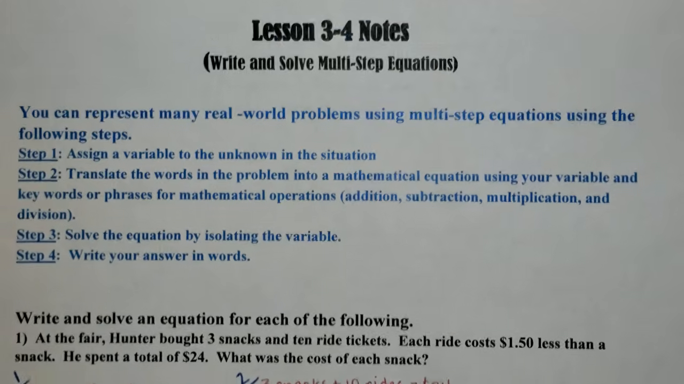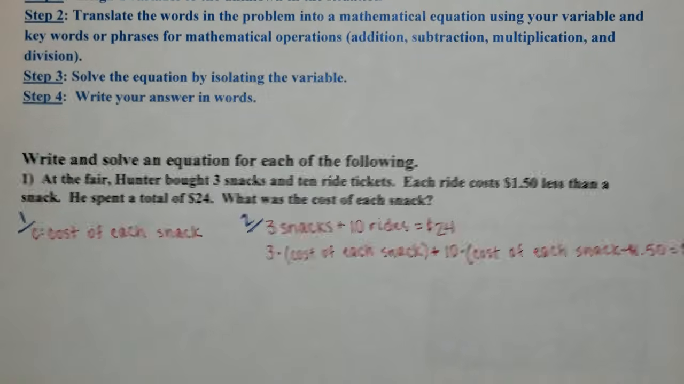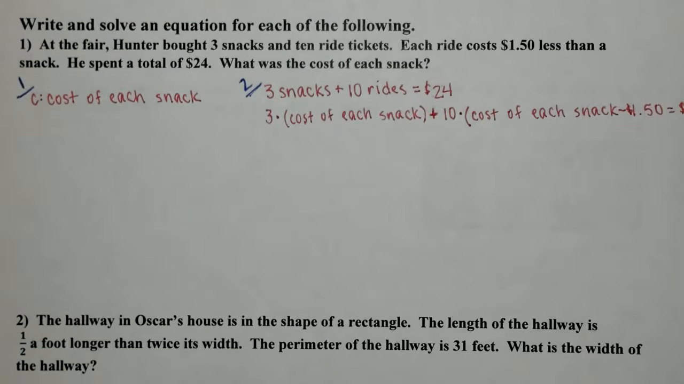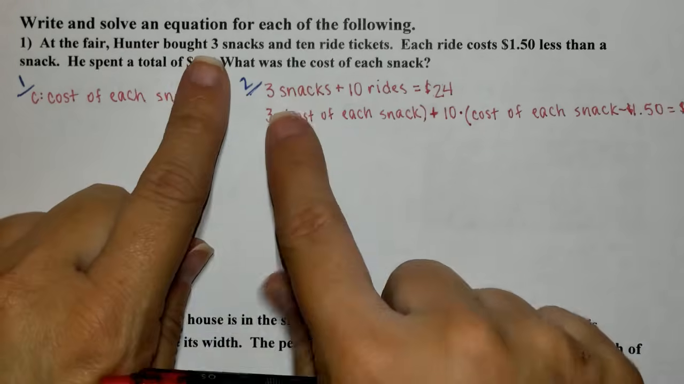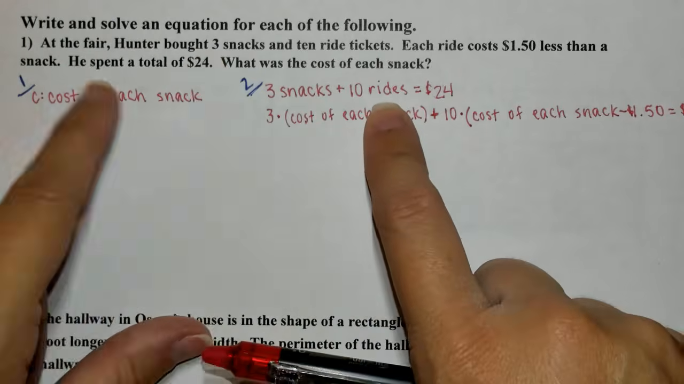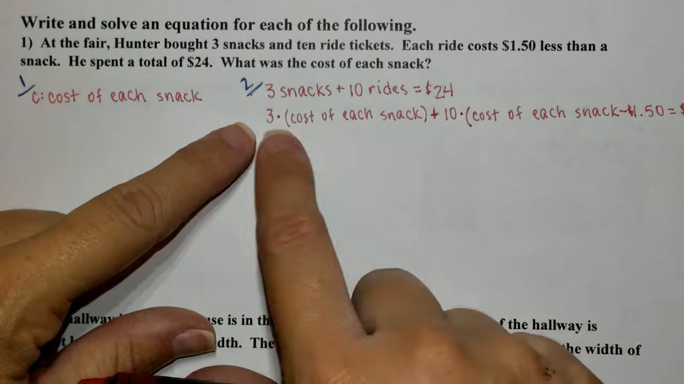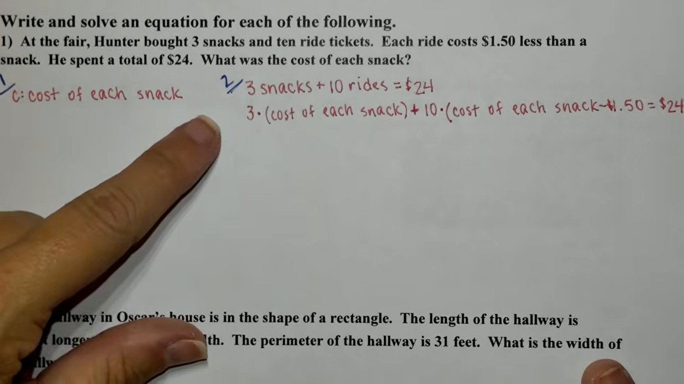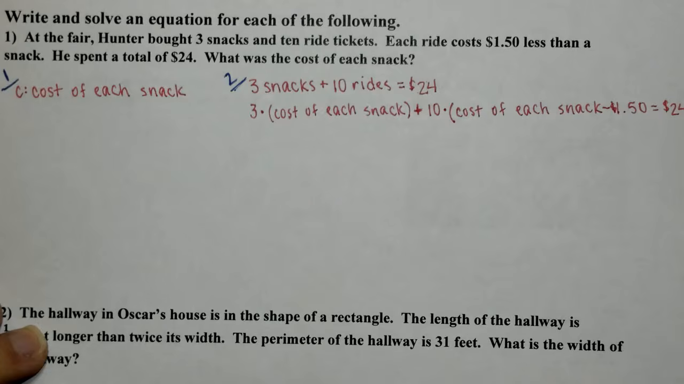All right, step 2, translating the words in the problem into a mathematical equation. It says, at the fair, Hunter bought 3 snacks and 10 ride tickets. So the money he spent on the 3 snacks and the 10 rides, a total of $24, is going to be equal to $24. Then I break it down a little more. Each ride cost $1.50 less than a snack. He spent a total of $24, so what was the cost of each snack?